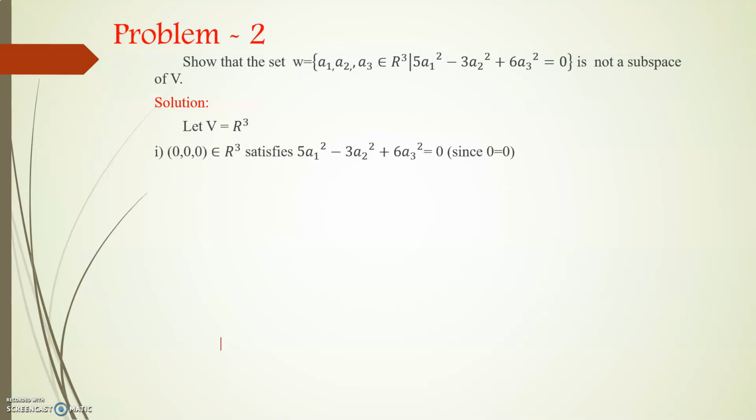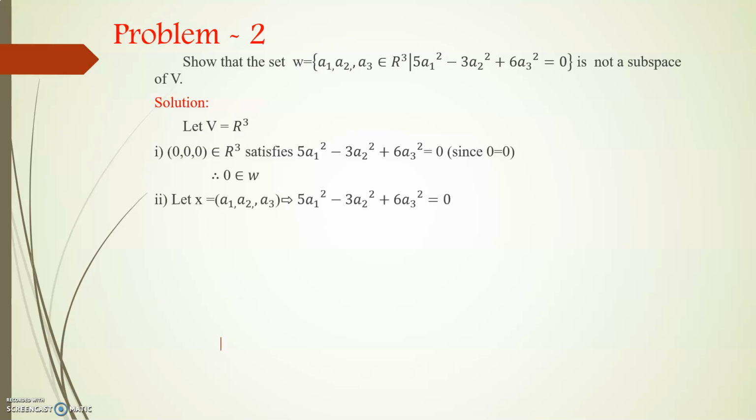First condition, what is the first condition? That is, the zero vector 0, 0, 0 belongs to R cube. This must satisfy the equation 5a1 square minus 3a2 square plus 6a3 square equals 0. So instead of a1, a2, a3, substitute 0, 0, 0. So we get that this fully is equal to 0. Therefore 0 belongs to W.